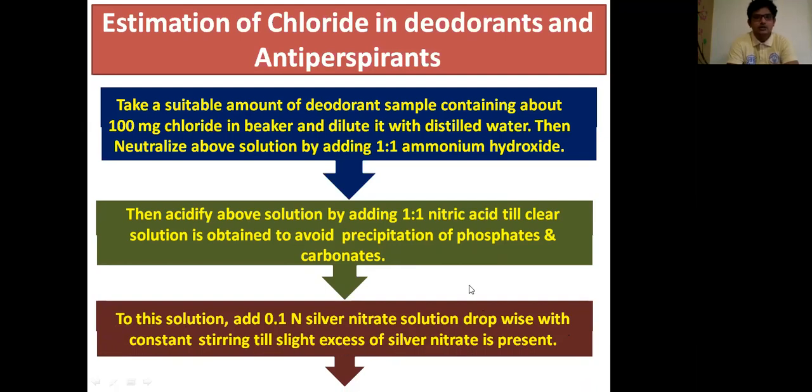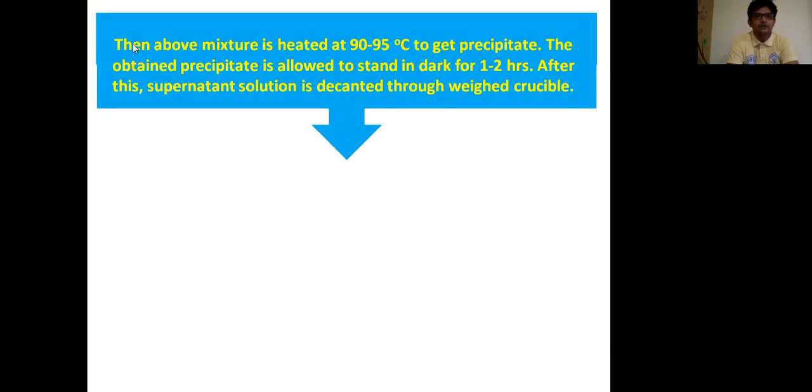So after this step, the above mixture is heated at 90 to 95 degrees centigrade to get the precipitate. The obtained precipitate is allowed to stand in the dark for 1 to 2 hours. After this, the supernatant solution is decanted through a wet crucible. So after this step, when silver nitrate is added, the chloride present in a deodorant or antiperspirant sample will get precipitated in the form of silver chloride.